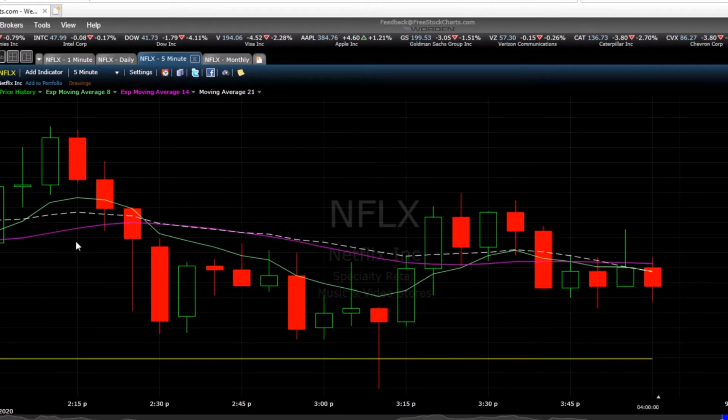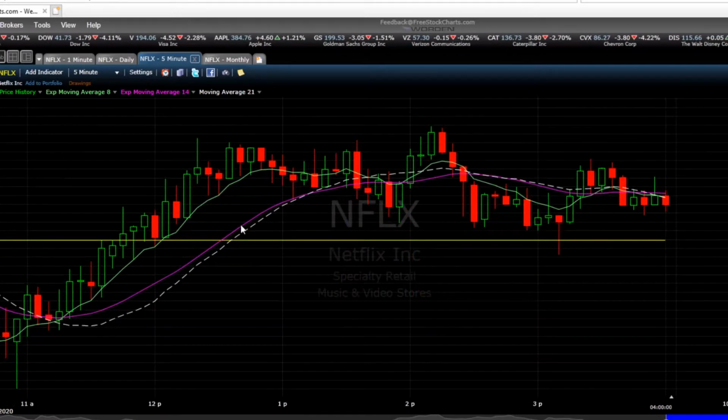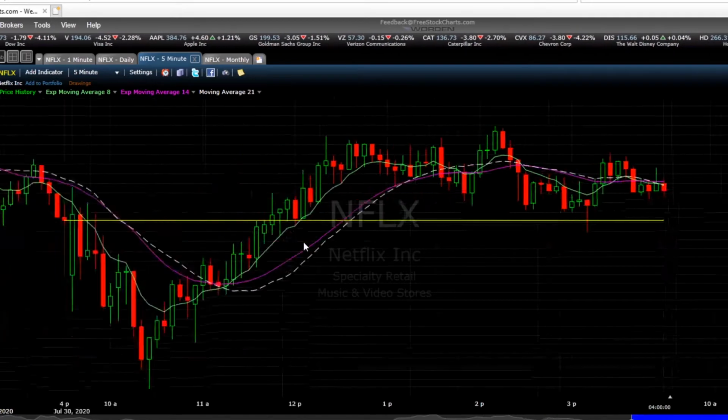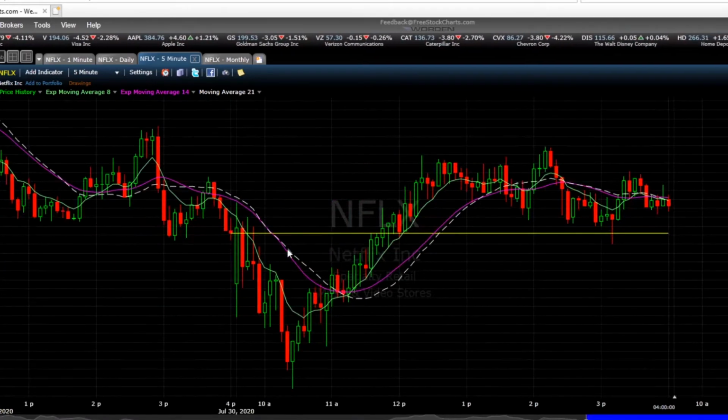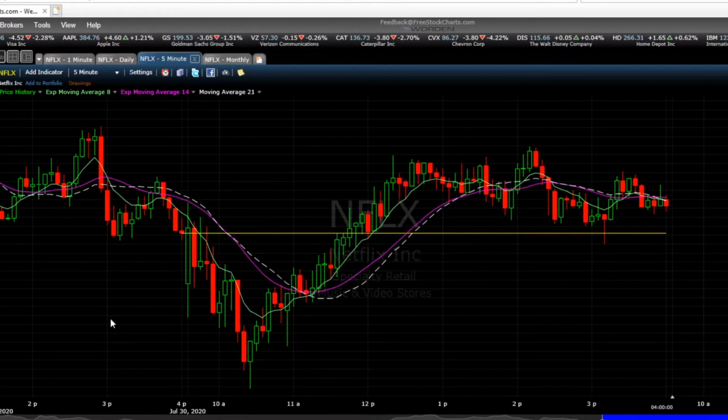Anyway, going back to this, like I said, the 8, the 21, and the 14. If it's on an uprise, you're going to see green, 8, 14, 21 respectively. And likewise, when it's going downhill, you're going to see it going the other way: 21 on top, 14 in the middle, green on the bottom. Pretty simple. But here's the problem.